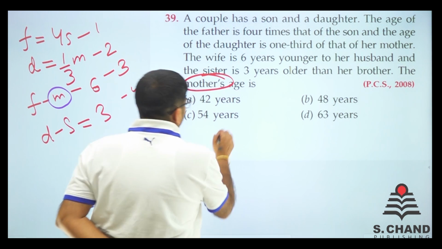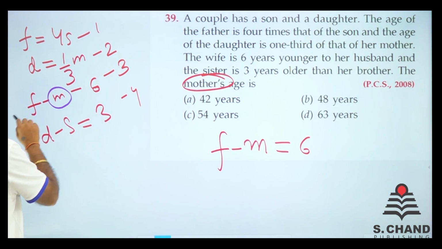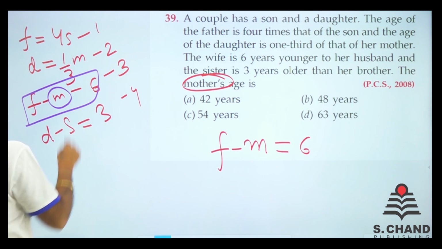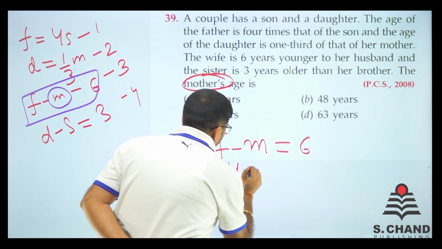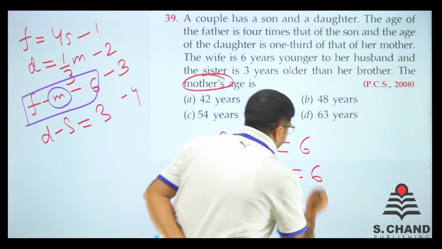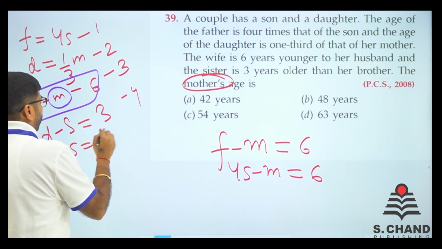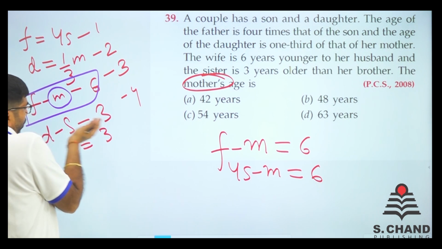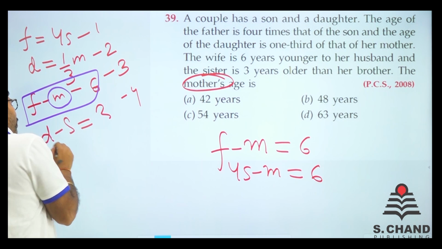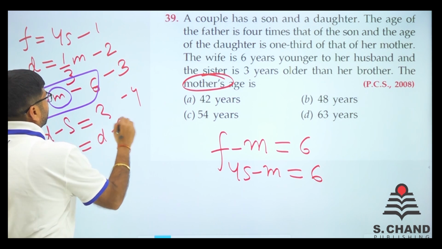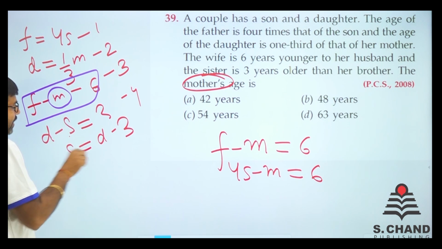So what we do? F minus M is equal to 6. This is the equation we are trying to find out. Now F is 4S, so we put 4S minus M is equal to 6. Now what is S from here? D minus S is equal to 3. We send S to the other side and bring 3 over here. So S is equal to D minus 3. If you understand, S goes there, becomes positive. 3 comes here, becomes negative. So S equal to D minus 3.